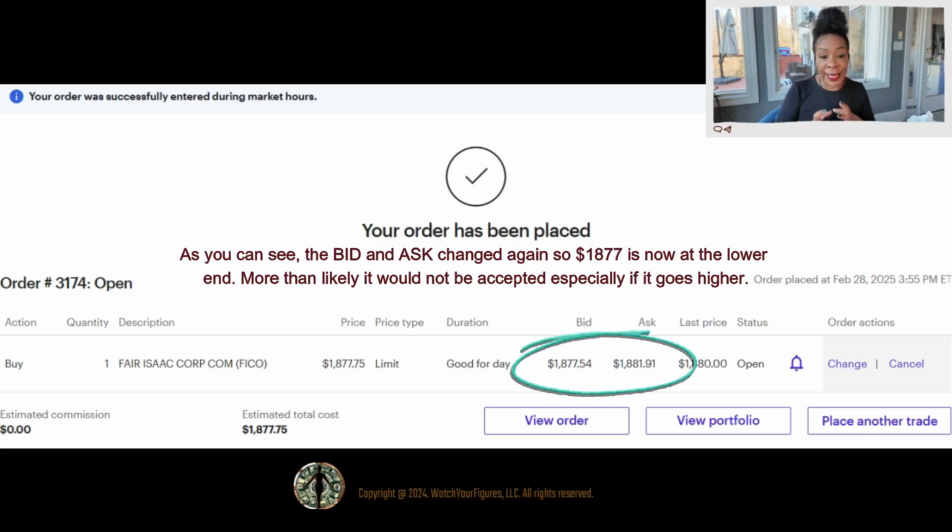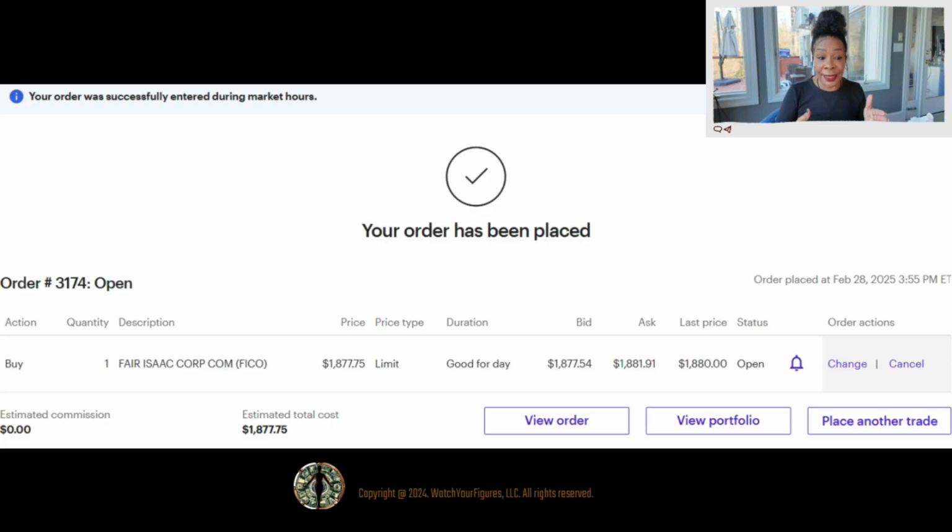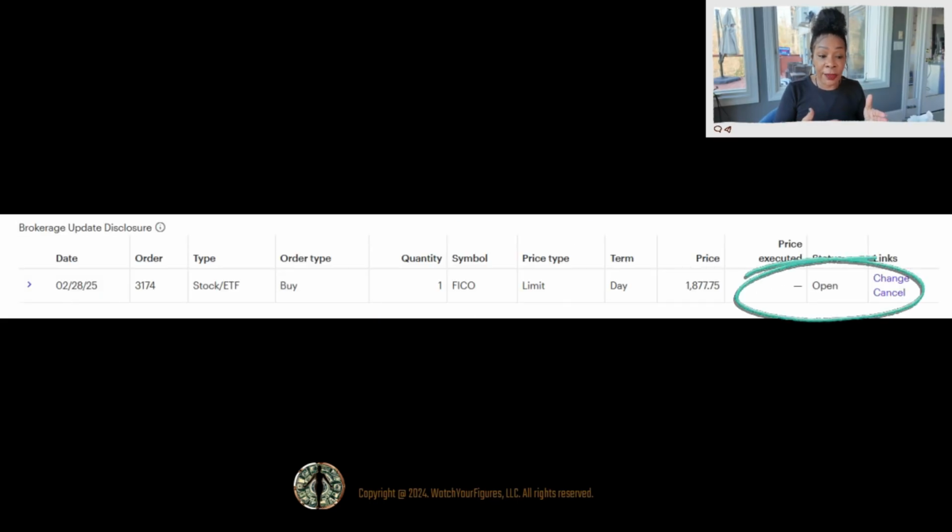My order has been placed. Just because it's been placed doesn't mean that my order went through. Again, this is when you come back to your orders page to see what your status is. And as you can see, when I come back to mine, it shows me that my status is still open. It tells me the price. It tells me that it was a limit buy. It tells me it was good for today. Now, it shows open, which means that it has not been filled.